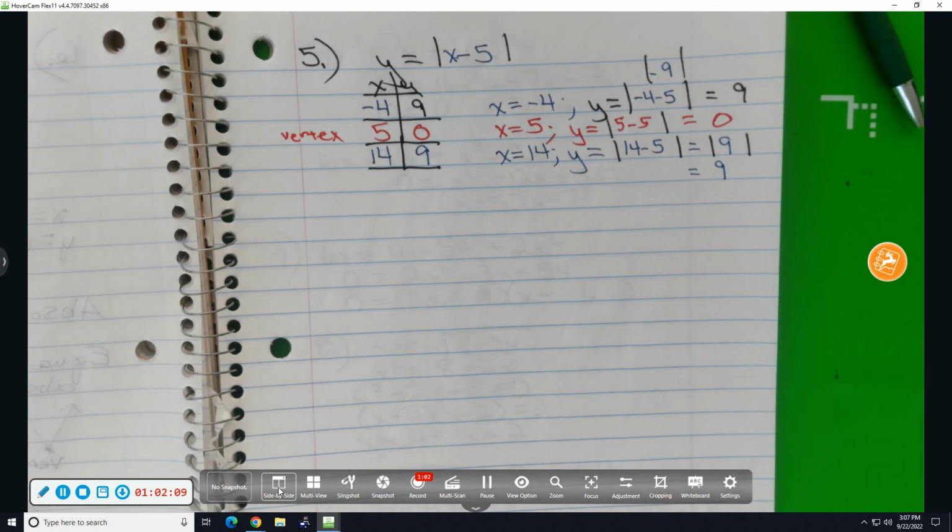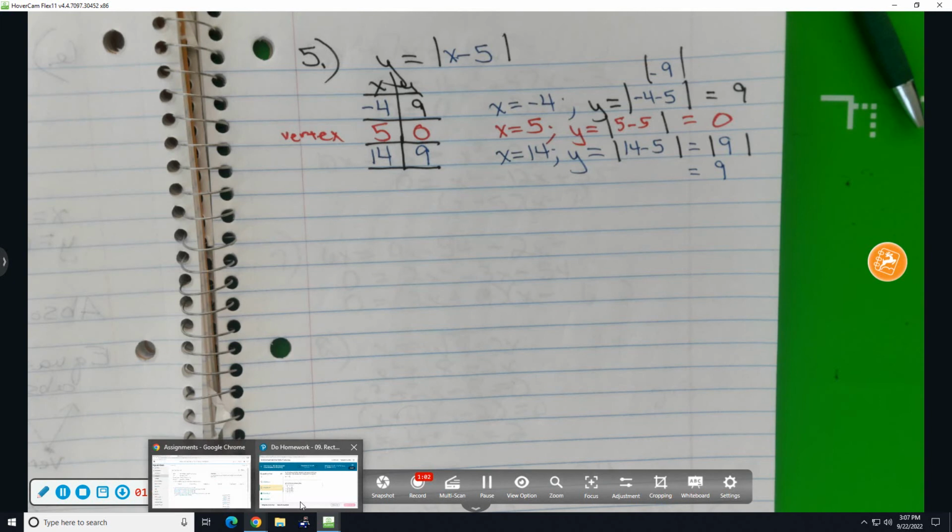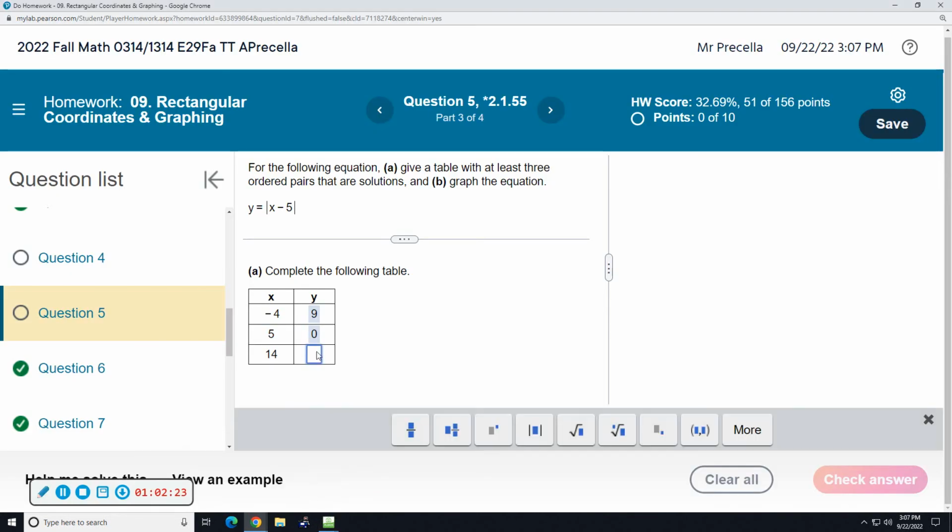So we plugged in the 14. 14 minus 5 was 9, and the absolute value of 9 was 9. So let me go back. What am I going to type here? They really didn't have to give you something that would give you the same y values. They could have given you a 10. But here they gave you points that were symmetric.